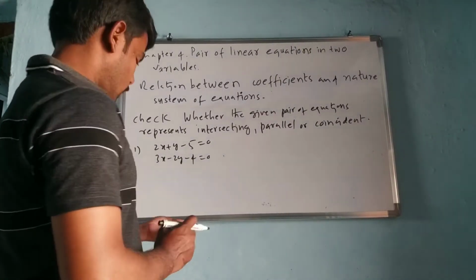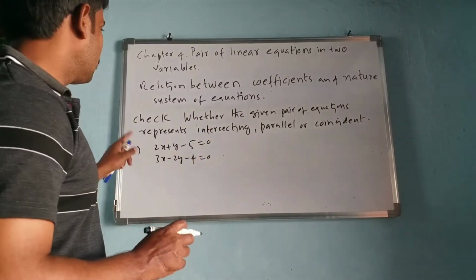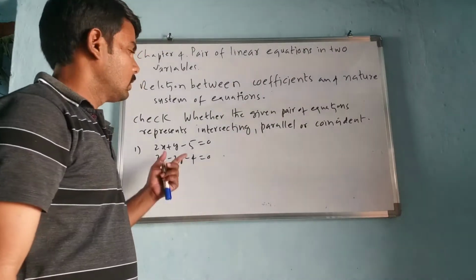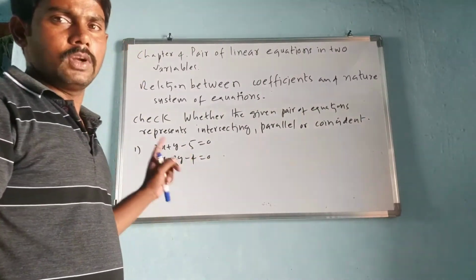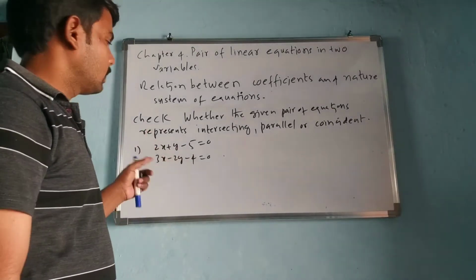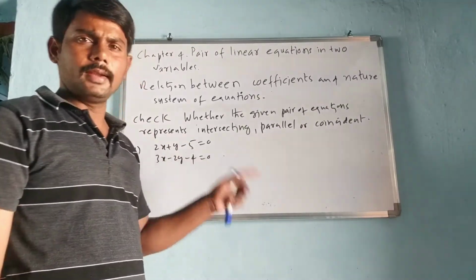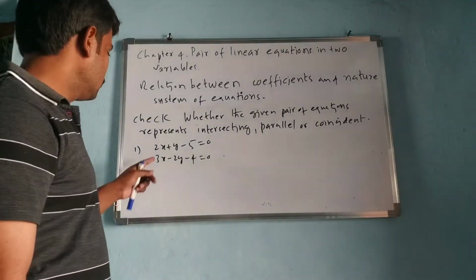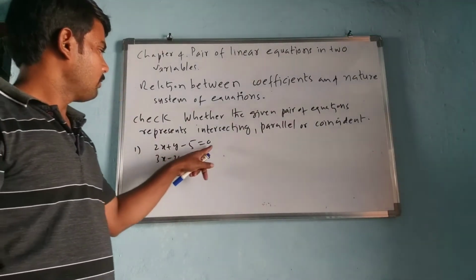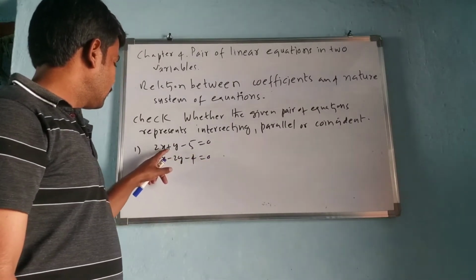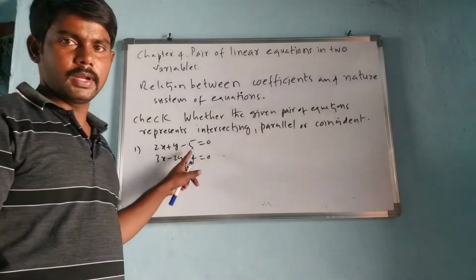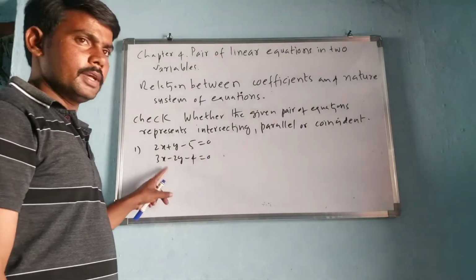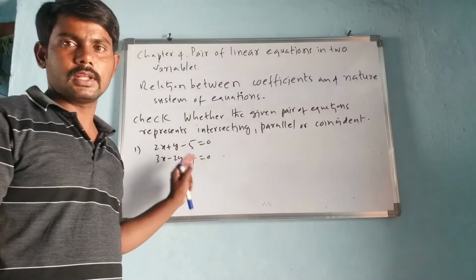Here the question is to find out the nature of the system of equations, whether they are parallel, coincident or intersecting. We have to find it by using the relationship between coefficients. In the first equation, the coefficients are 2 and 1 and minus 5 is the constant. In the second equation, 3 is the coefficient of x, minus 2 is the coefficient of y, and minus 4 is the constant.